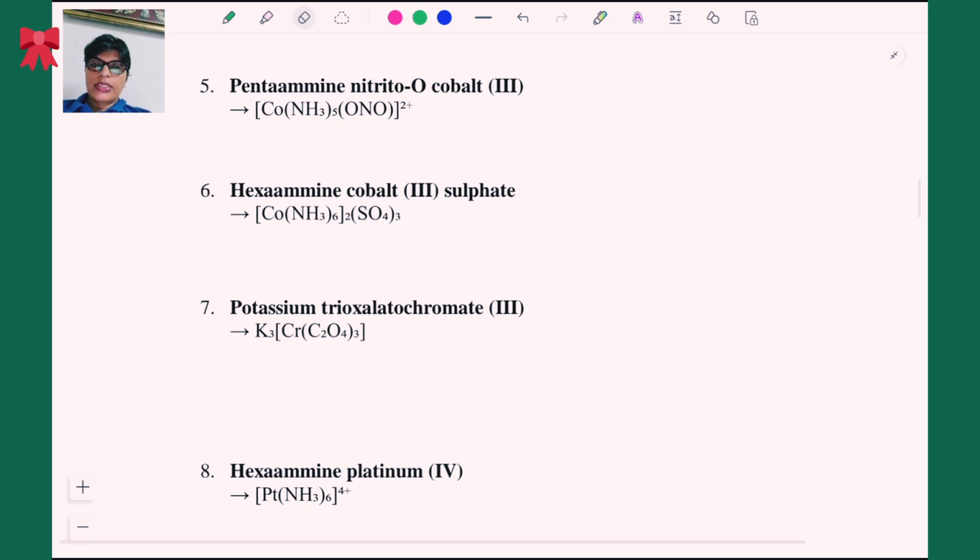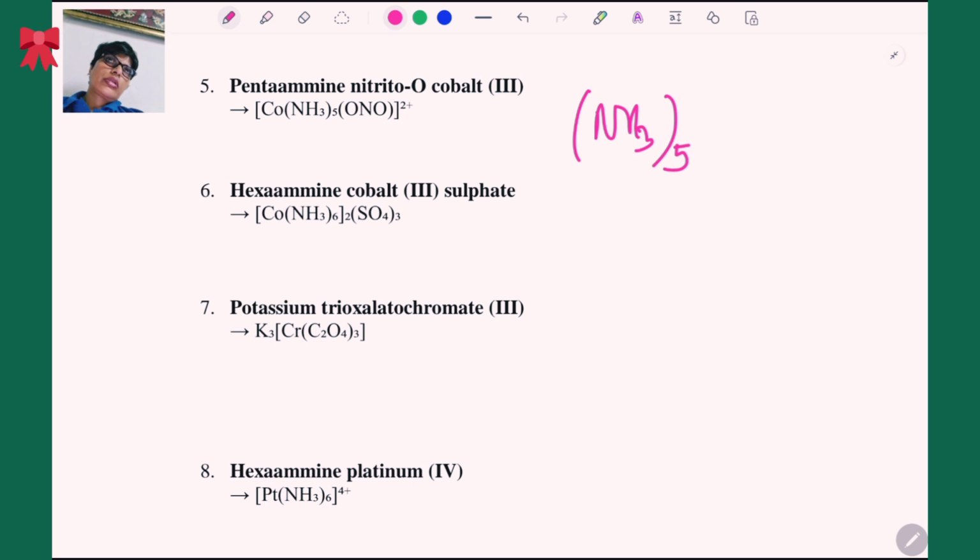Now this one is cobalt. It's written as cobalt, which means it can be in the neutral part of a complex, or it can be a positive part also. So let's write down pentaammine, so we'll write NH3 5 times, nitrito O.